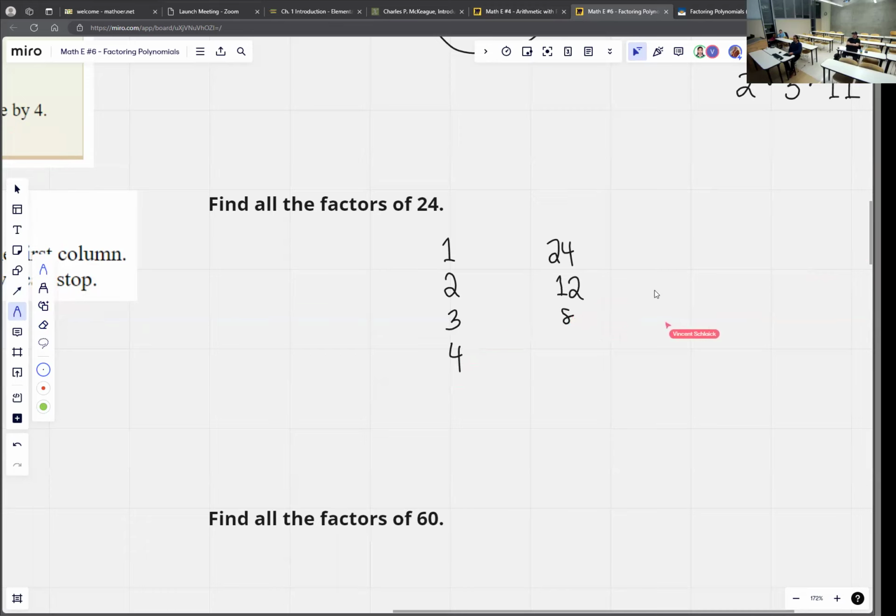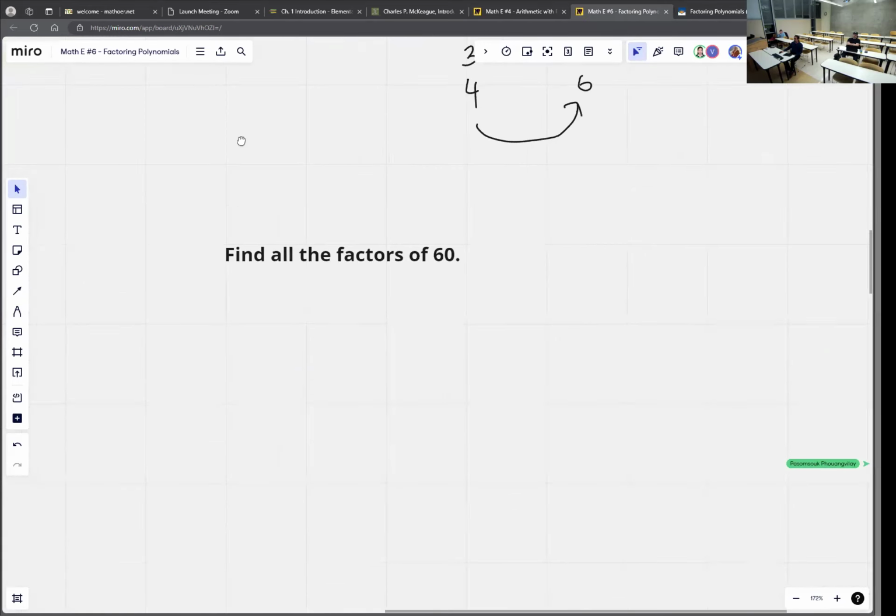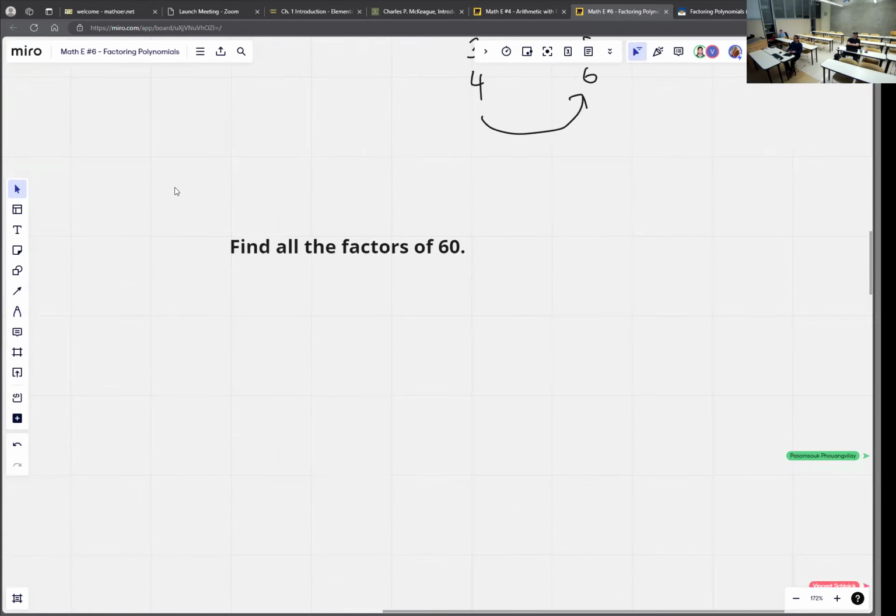8 works, okay. 4, six. 6, yeah. Does 5 work? No, and then we're back to 6. We've made it all the way around the horseshoe. Everyone happy with that? Yep. Do you want me to do a third one? Sure, okay.